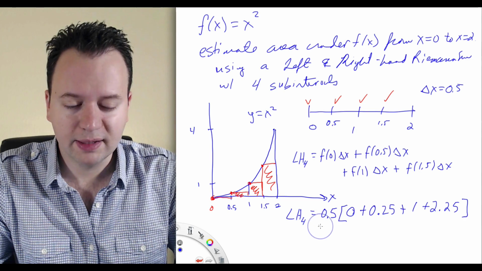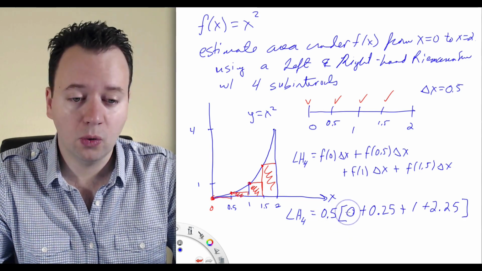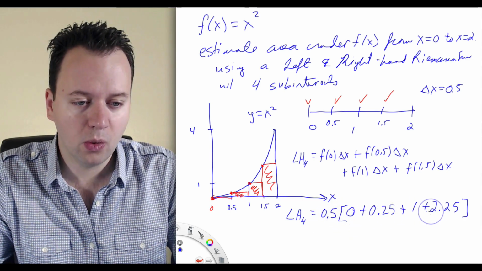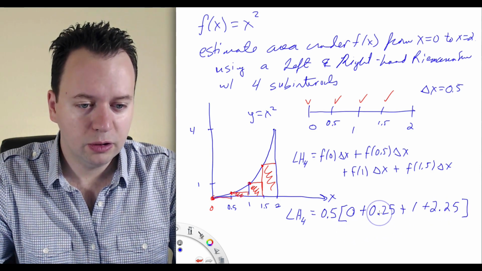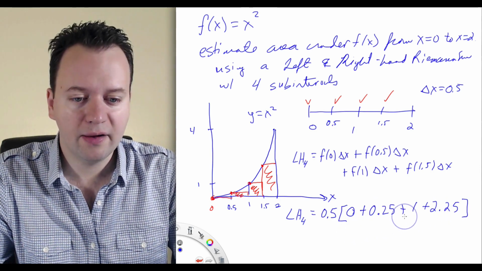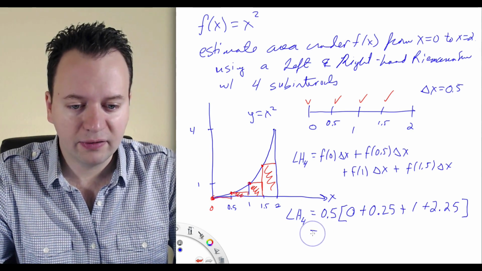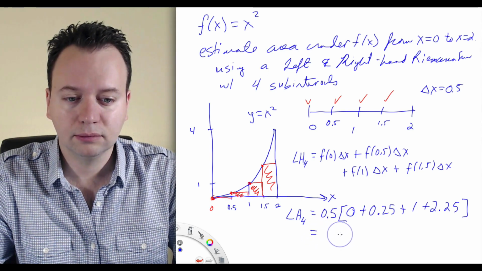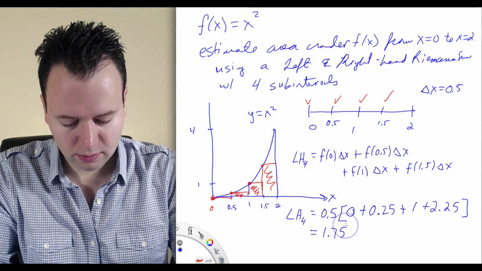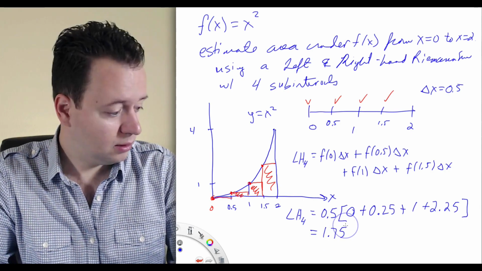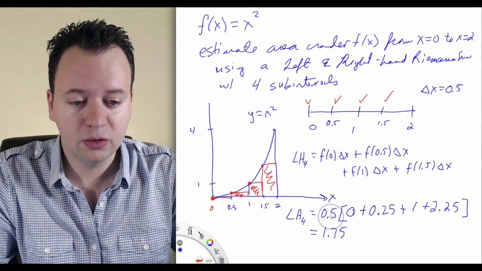So the left-hand Riemann sum is 1/2 times the quantity 0 plus 1/4 plus 1 plus 2 1/4. So here we have 2.5 plus 1 is 3.5. 3.5 times 1/2 is 1.75. So the left-hand Riemann sum is 1.75.